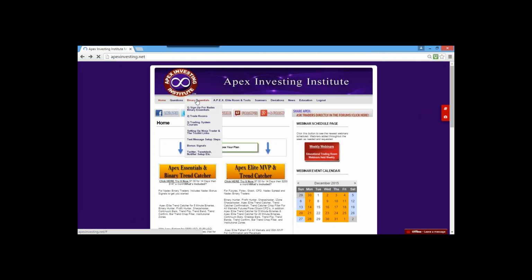Also right here tonight, like I said, we're talking about binaries. This tab right here is called Binary Essentials. Some good information under this tab. If you go down to the third one, you've got a lot of information right here.